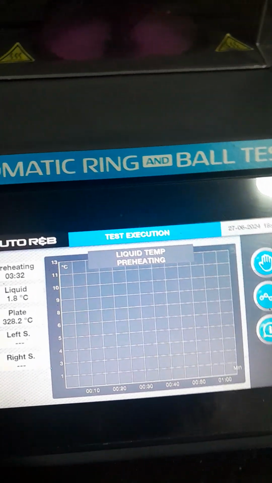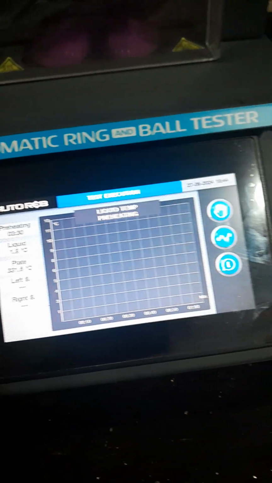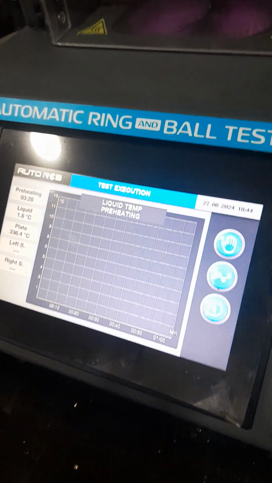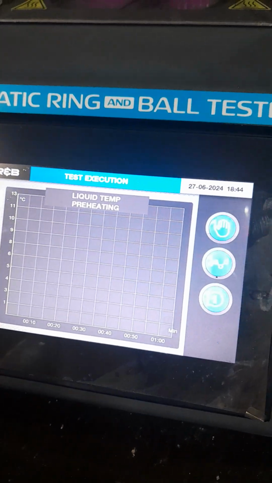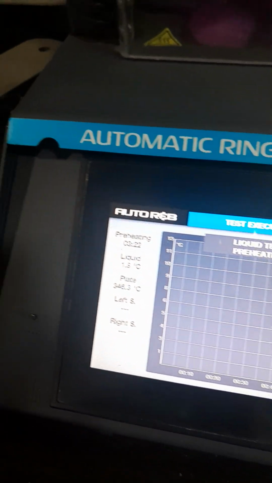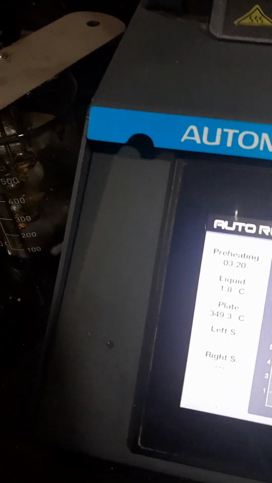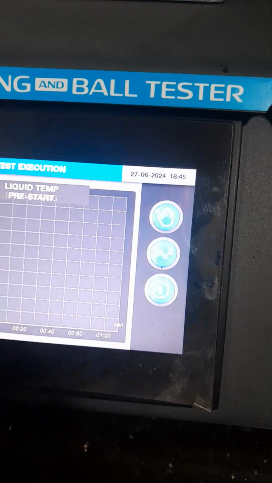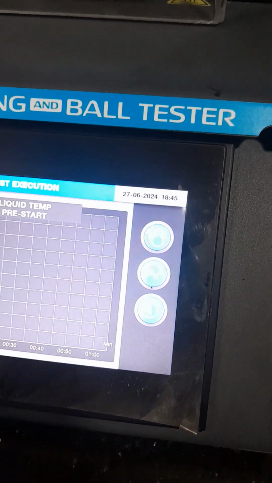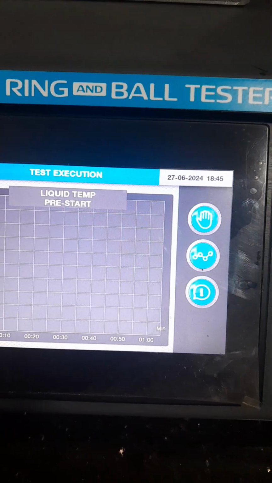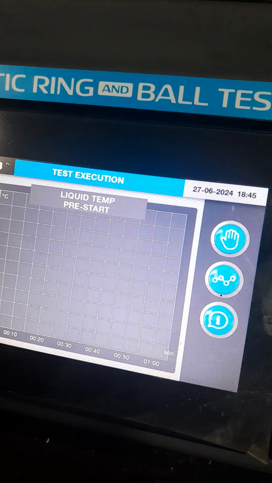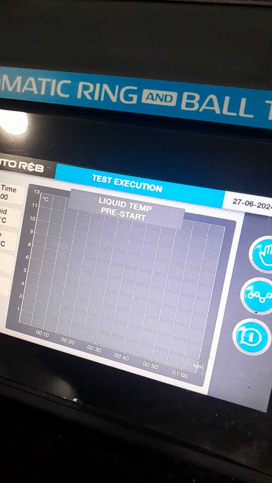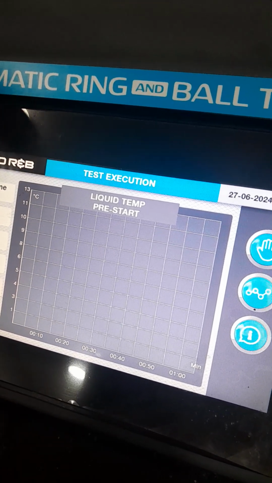So here we are doing a test for asphalt quality control. It's a ball and ring test based on ASTM D36. We are looking at the temperature of 5 degrees based on ASTM D36.